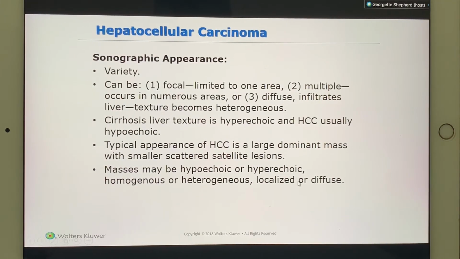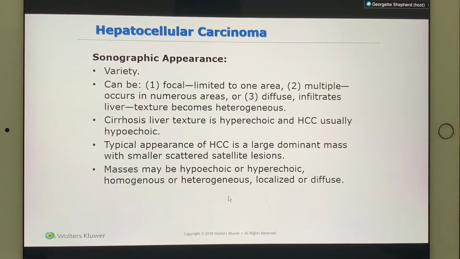It could be multiple because it appears in different areas. It can be diffuse. It infiltrates the whole liver, making it heterogeneous. If I have cirrhosis, the liver is hyperechoic, and so the HCC will usually be hypoechoic. It will be scattered. You can have a large dominant mass with scattered satellite lesions, where you have the main one and then it's already started to metastasize.